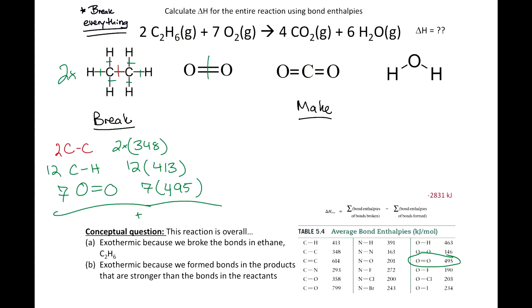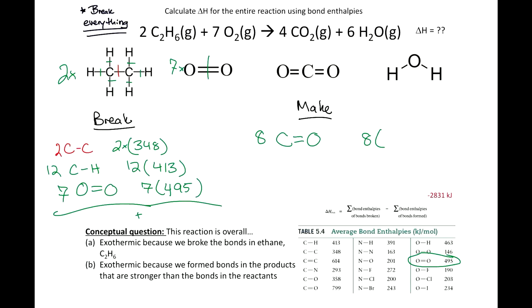So we broke everything on our reactant side. Now we have to make everything on the product side. Same deal. Let's look at this CO2 molecule. Notice there's a C=O double bond, but how many total C=O double bonds are there? 2 per molecule, but how many CO2 molecules are there? 4. So how many C=O double bonds do we make? 8. Do we see how we got the 8? We'll multiply that bond enthalpy by 8.